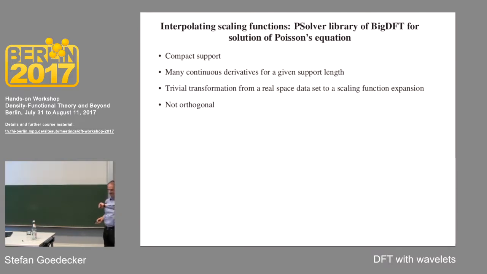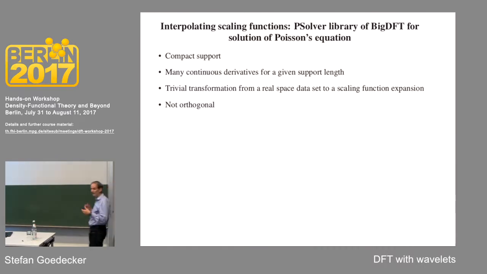Okay, so that was the second wavelet family. Now let's come to the third one, which are interpolating wavelets. What are the special properties of those interpolating wavelets? They have compact support. An aspect where they perform better than the Daubechies wavelets is that they have many more continuous derivatives for given support lengths.